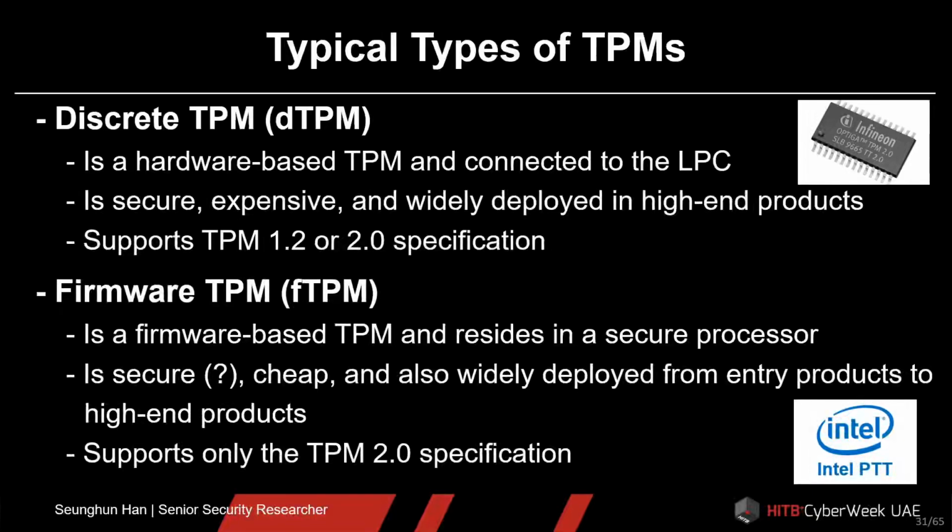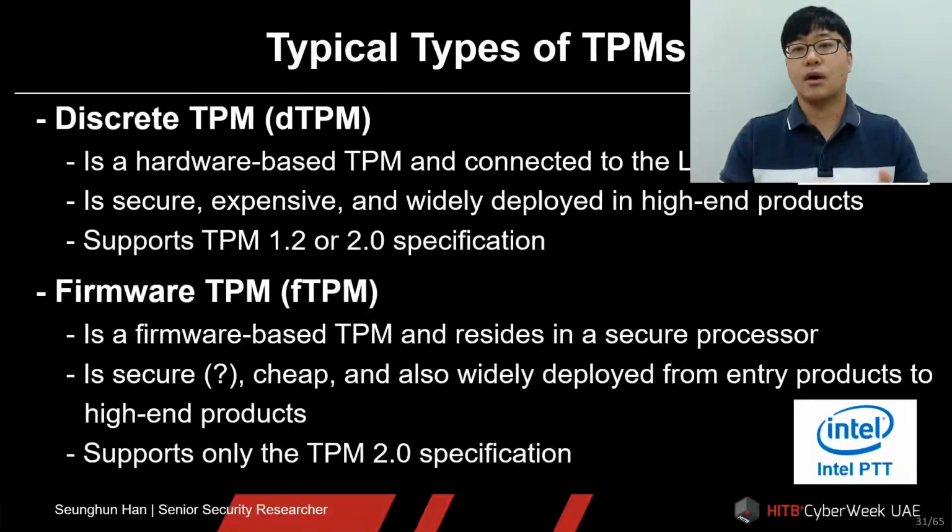Let's go back to the TPM. There are two typical types of TPMs. One is a discrete TPM, and the other is a firmware TPM. Discrete TPM, or DTPM, is a hardware-based TPM connected to the LPC bus. It is secure, expensive, and widely deployed in high-end products, and it also supports TPM 1.2 and TPM 2.0 specifications.